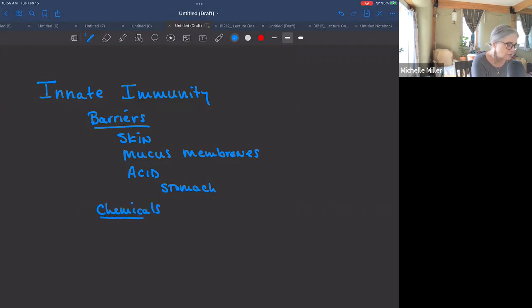that our body produces. And so lysozyme, these are enzymes that break down bacteria. These are found in our sweat and in our tears and in our saliva. So these enzymes break down bacteria.